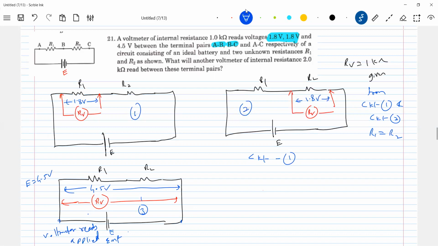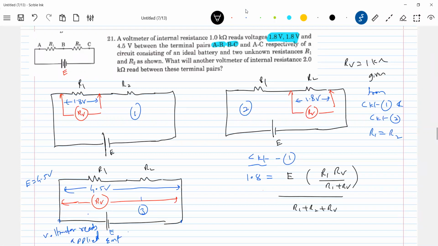So from circuit 1, let me check, only look at circuit 1. So what is that 1.8? You can write it as, that should be equal to the applied EMF E. These two are parallel, no? R1 plus RV by R1 plus R2 plus RV.